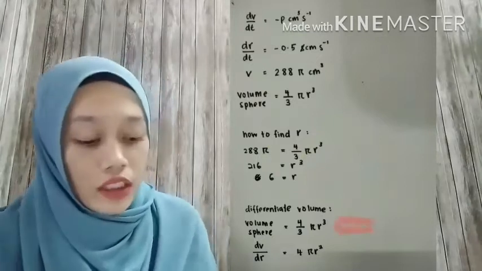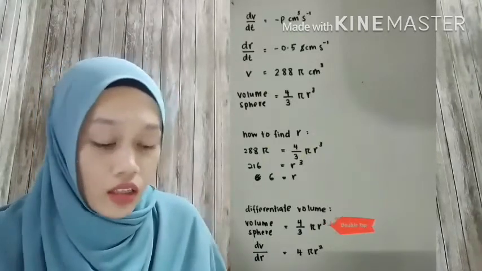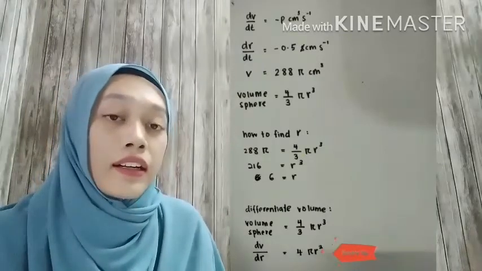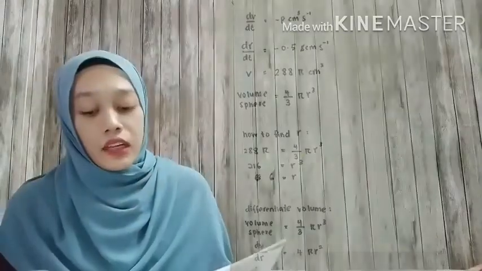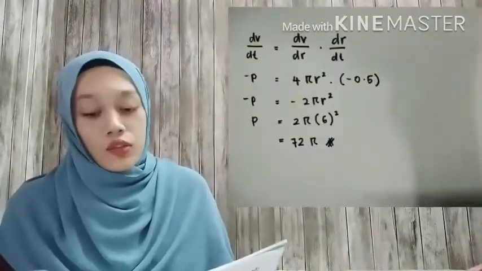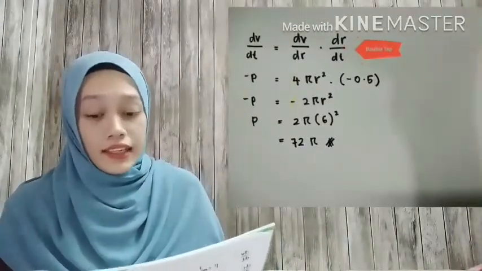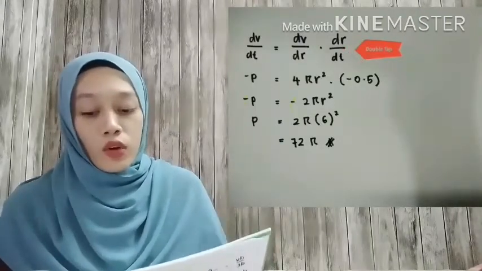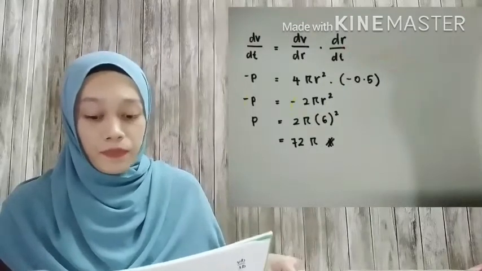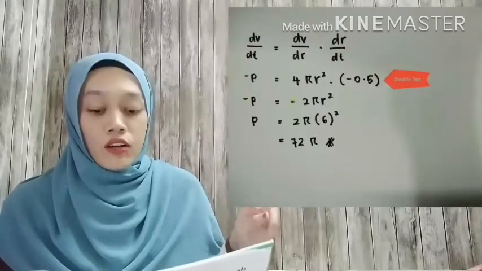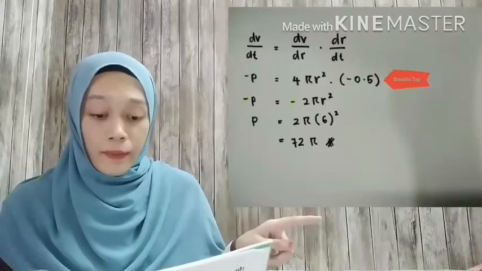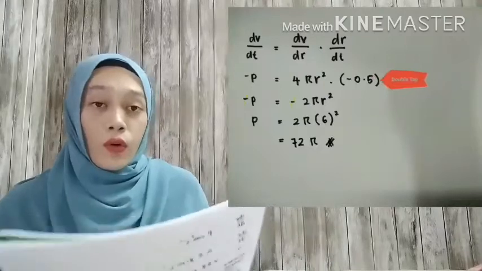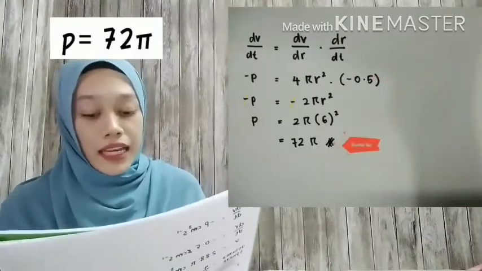After that we differentiate the volume of the sphere. So dV/dr equals 4πr². So the last step, we want to find p. So we list down dV/dt equals dV/dr multiply dr/dt. So dV/dt is negative p. So negative p equals 4πr² multiply negative 0.5. So we get the value of p.